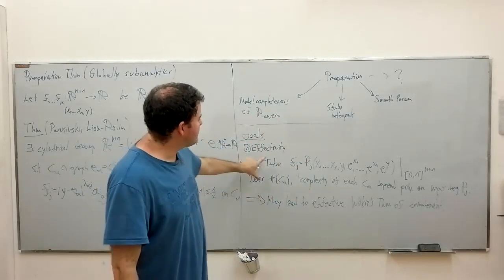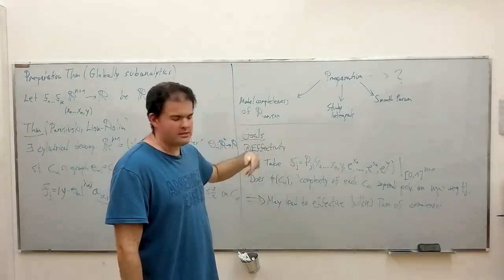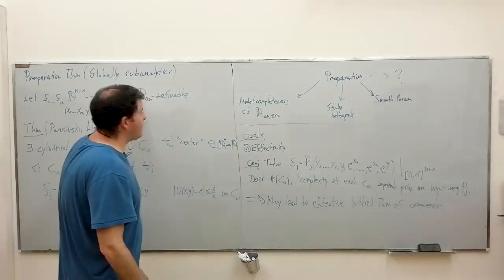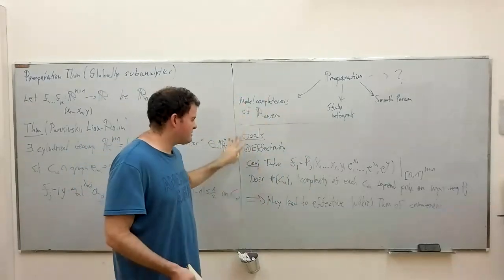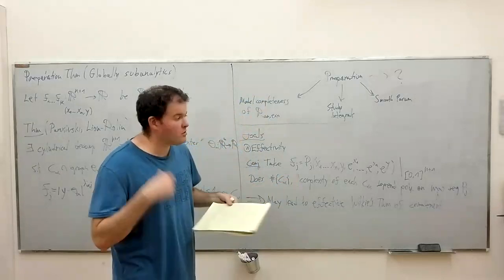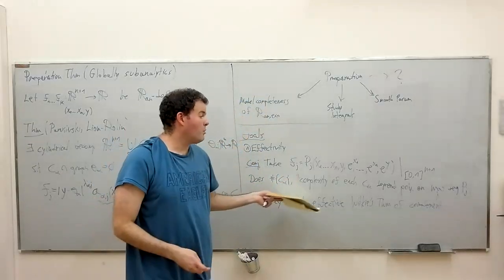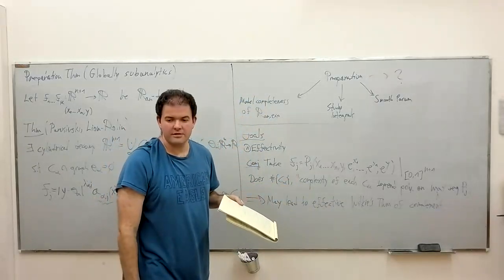So I think if you can do that, and then you follow this Lion-Rolin approach for R_exp that I mentioned here, then it's very likely that it will lead to an effective version of Wilkie's theorem, and I don't know any other way that might lead to an effective version of this theorem.